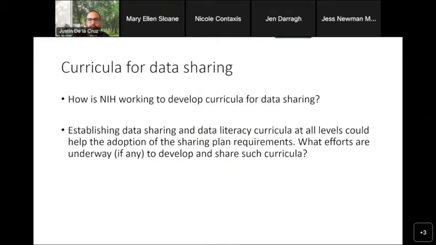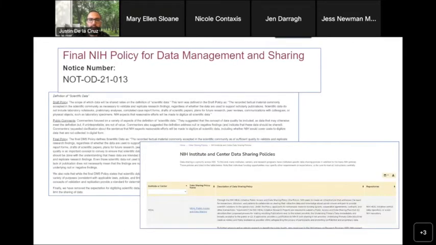As we all know, there's a lot of information out there, a lot of work being done in this area. But in terms of really working with PIs and working with students who may be reusing data, it would be helpful for me to check in with what is actually required and how research currently or in the future is going to comply with the data management and sharing policy.